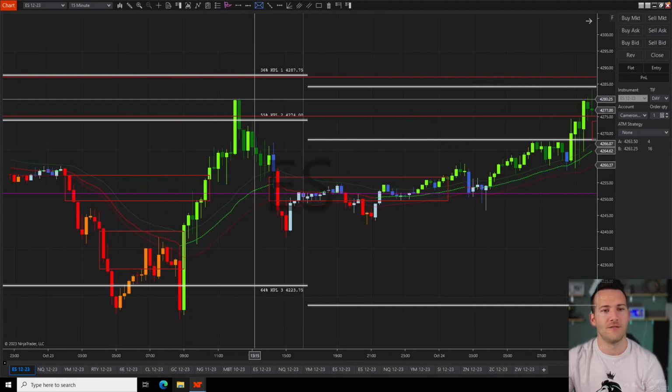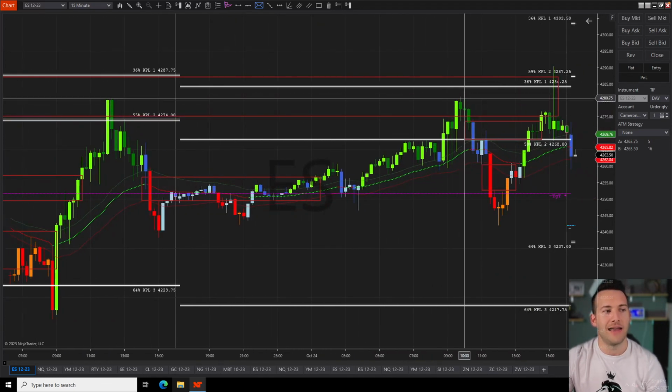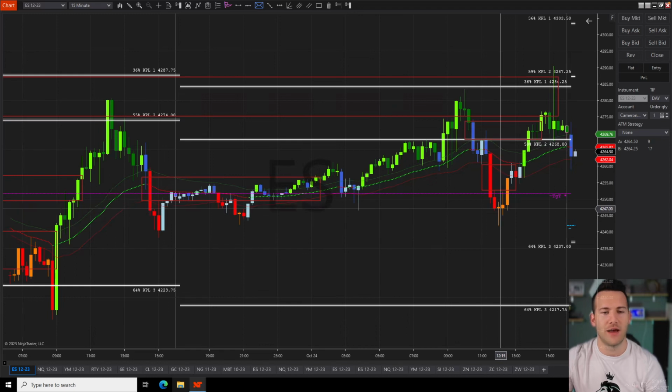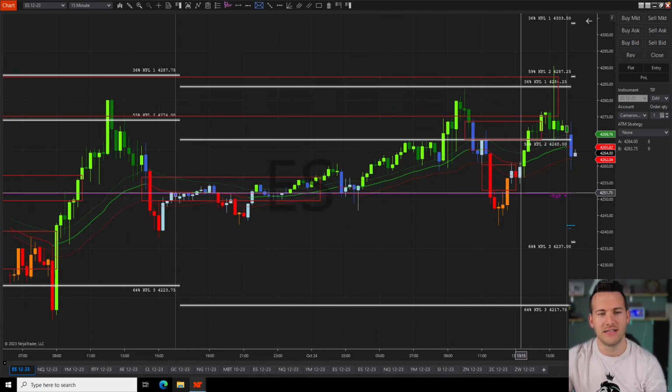We got to it, we never filled it. And then today we got up to it again, never filled it. But we did hit the midpoint and then we pulled back down. This would have been a great opportunity, especially down here right around this target level, to take some profits off.